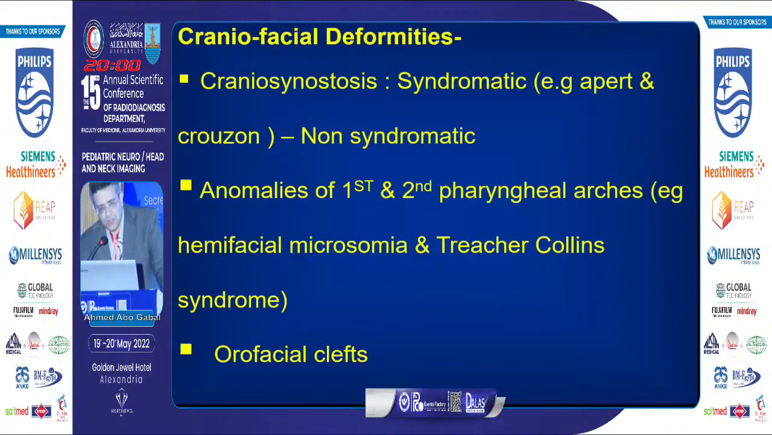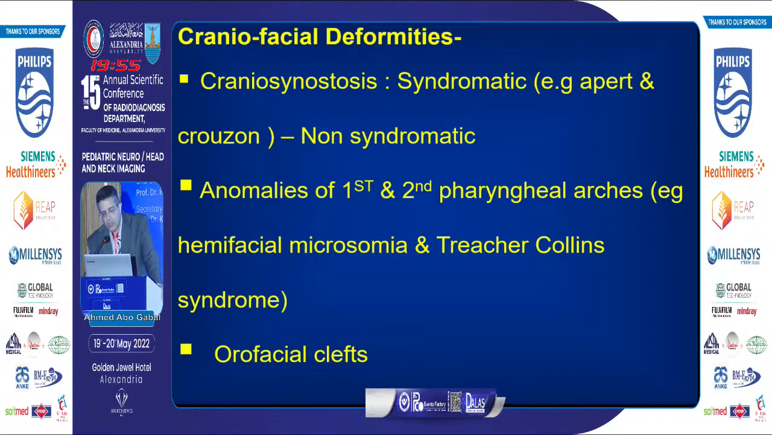Pathogenic causes could be broadly classified into craniosynostosis, premature closure of sutures, which is either syndromatic, like Apert or Crouzon syndrome, or non-syndromatic. Also, there are anomalies of the first and second pharyngeal arches, for example, hemifacial microsomia and Treacher Collins syndrome. And lastly, orofacial clefts.